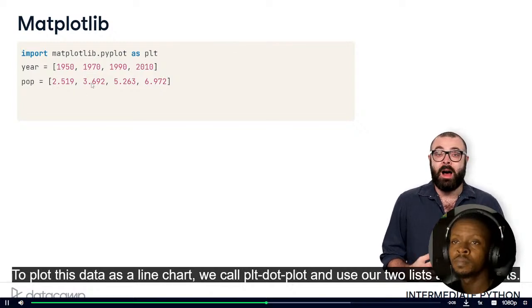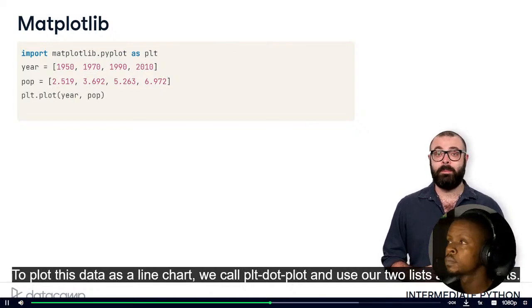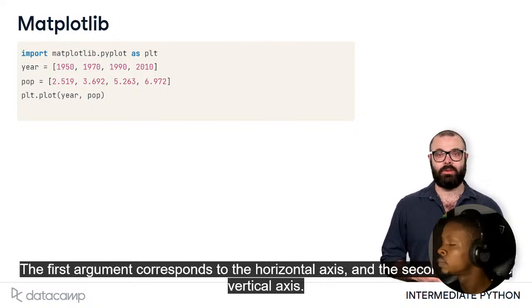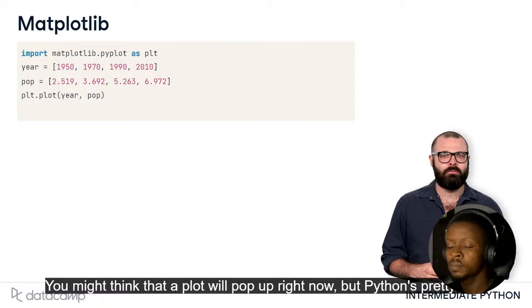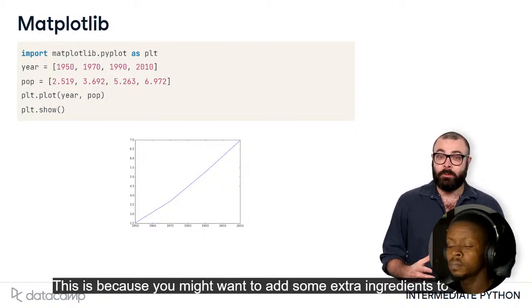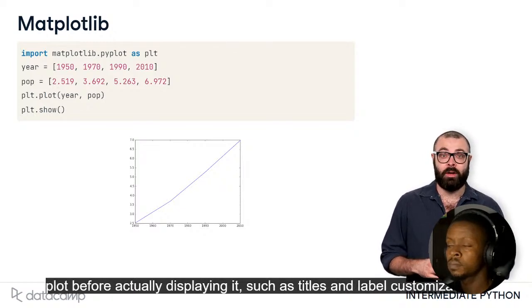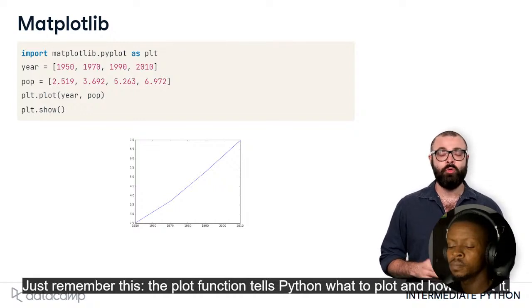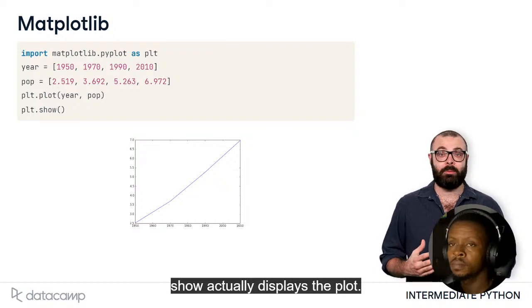To plot this data as a line chart, we call plt.plot and use our two lists as arguments. The first argument corresponds to the horizontal axis, and the second one to the vertical axis. You might think that a plot will pop up right now, but we actually need to call the show function to display the plot. This is because you might want to add some extra ingredients to your plot before actually displaying it, such as titles and label customizations. I'll talk about that some more later on. Just remember this. The plot function tells Python what to plot and how to plot it. Show actually displays the plot.